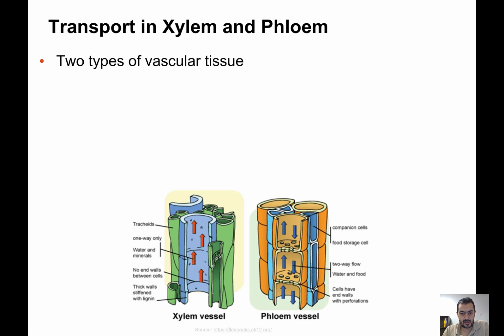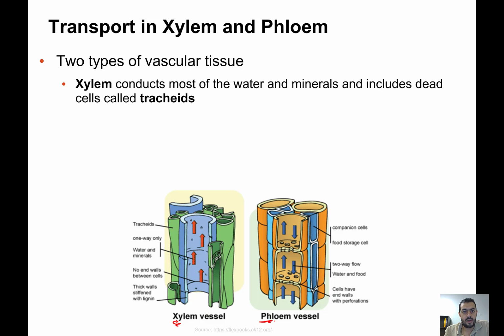So in this slide, we are going to highlight the transport in the xylem and phloem, which is a characteristic of the vascular plants. So we have two types of vascular tissues, as you can see in this image. The first is the xylem, the second is the phloem. So xylem conducts mostly water and mineral transport, and it includes dead cells called tracheids. We can see them here, so they are part of the xylem.